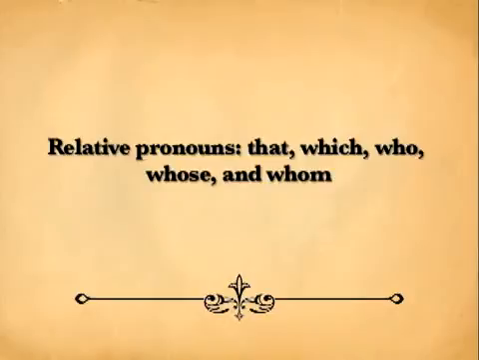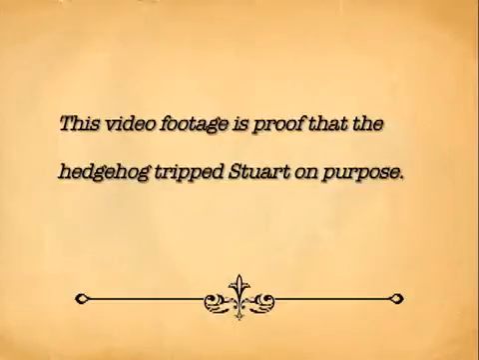In addition to the subordinating conjunction, there's another indicator that you might find that lets a reader know that what follows it is subordinate, and that would be a relative pronoun. Your relative pronouns are that, which, who, whose, and whom. Some examples of these. This video footage is proof that the hedgehog tripped Stuart on purpose.